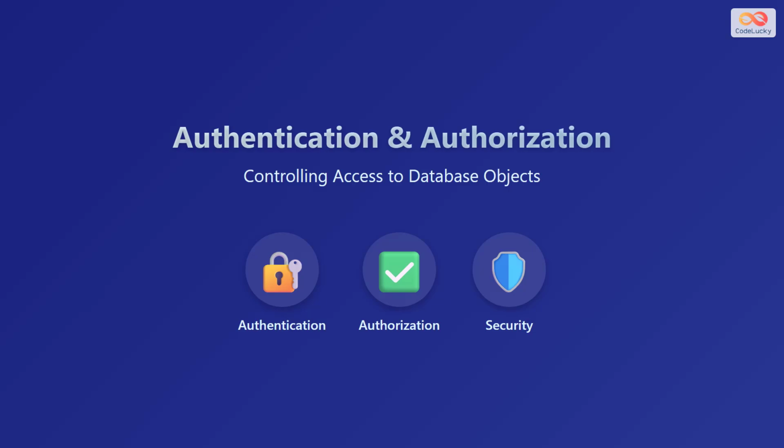In this video, we're going to explore the concepts of authentication and authorization, and how they are used to control access to database objects. We will also discuss security measures. Authentication is represented by a lock icon and confirms your identity. Authorization is represented by a check mark icon and determines what you can access. Security is represented by a shield icon and protects the data.